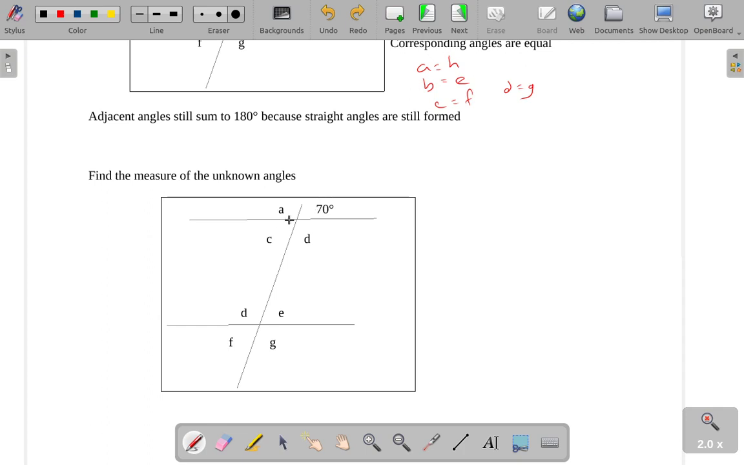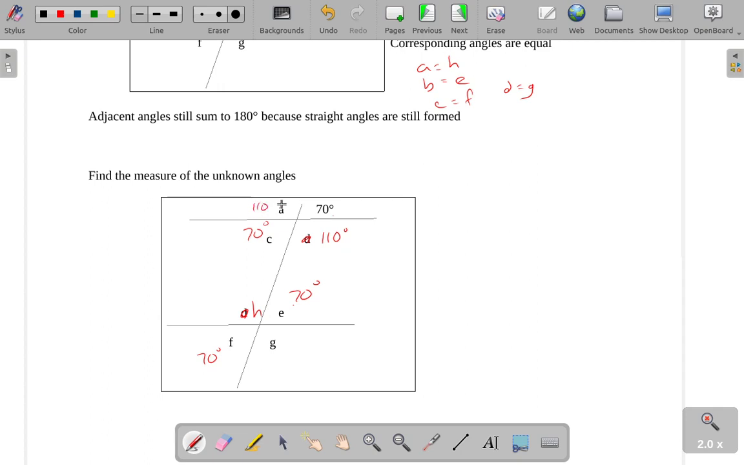So I know vertical angles are equal, so I know that, call this H again, this must be a 70-degree angle. I know that corresponding angles are equal, so that means that this one and this one must be equal, and similarly that one and that one must be equal. Okay, now I also know that adjacent angles must sum to 180 degrees, and that means that this one must be 110 degrees in order for the 70 to add to something to get to 180. 180 minus 70 is 110.